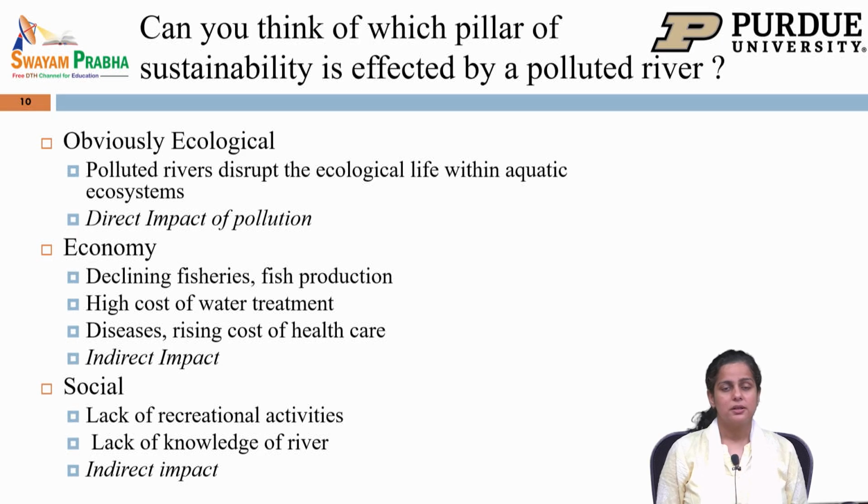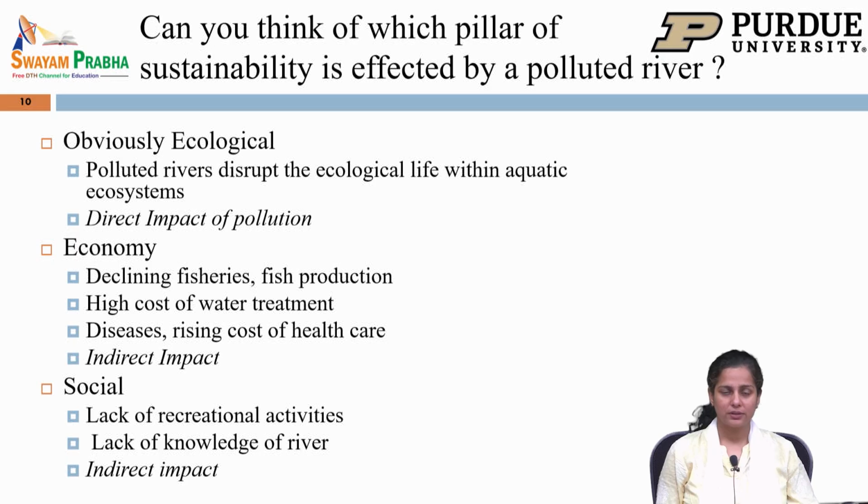People disengage with their natural system, and hence there is lack of knowledge of the river, and there is all this indirect impact. So of course, all of this is causing ecological, economic, and social challenges, and for any sustainability challenge that we see, we can think of different pillars or different dimensions of sustainability that are affected by that particular challenge.